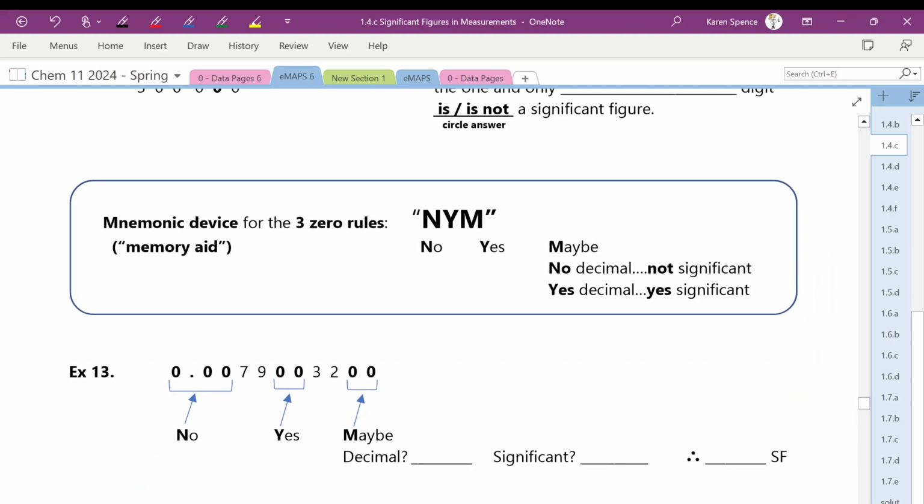So, how to tell if you should count your zeros as significant digits. And the little mnemonic device, the word mnem is Greek for memory, so that's a memory aid. You don't have to know the word mnemonic device, you can just say it's a memory aid. The memory aid is NYM, which stands for no, yes, maybe.